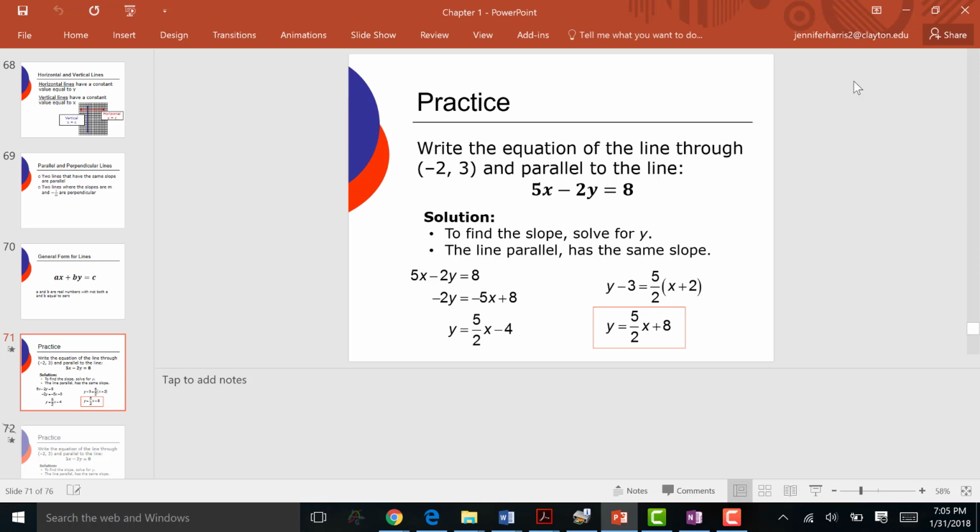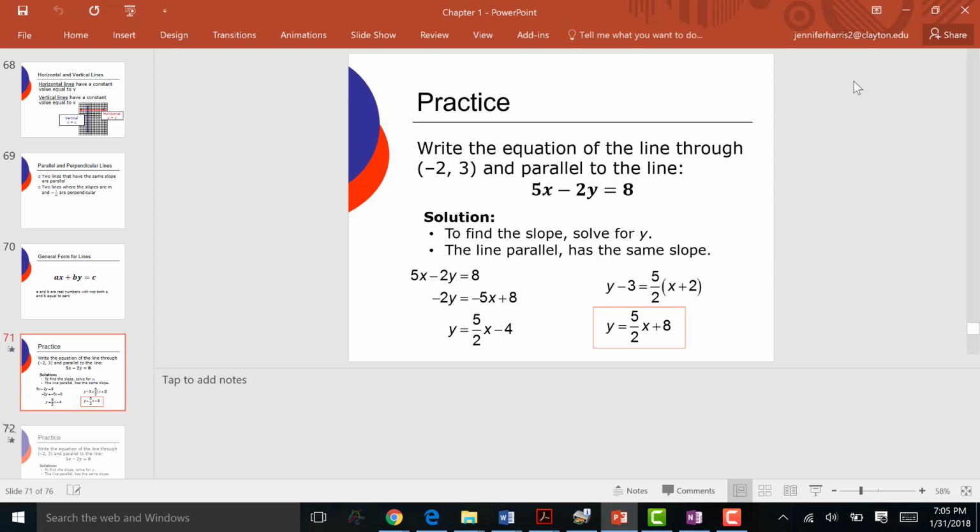Alrighty, divide everything on both sides by negative 2. So my negative 2's on the left side cancel, and I end up with y equals negative 5 divided by negative 2, which is a positive 5 over 2, so positive 5/2 x. Minus 4, because 8 divided by negative 2 is negative 4.